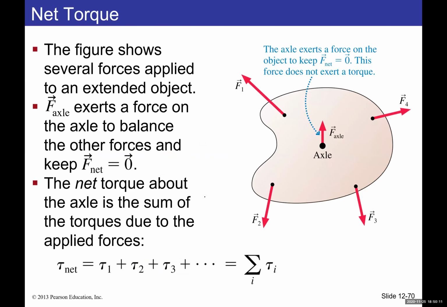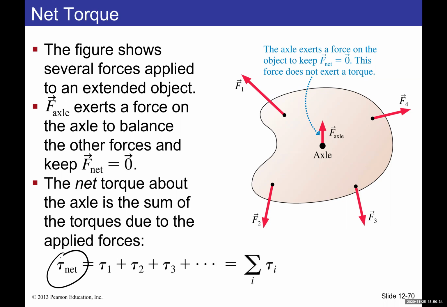All right. So sometimes you can have an object that has more than one force acting on it and it's successfully rotating. That means you have several torques exerted on the system. So then we can say, all right, there's F1, F2, F3, F4, and F axle. Then to find the net torque, we just have to add them all together.